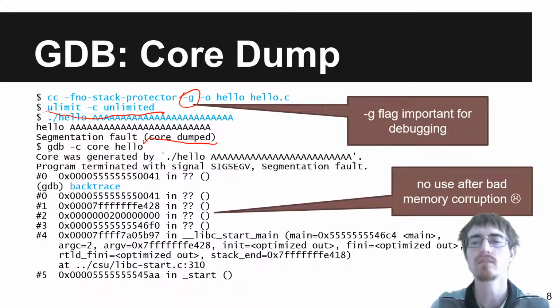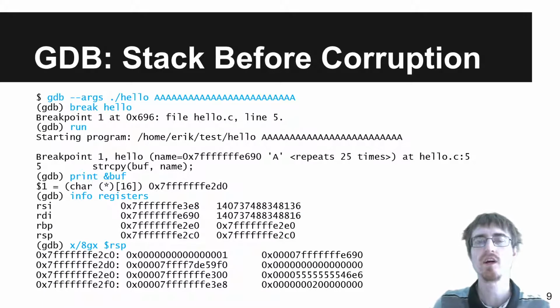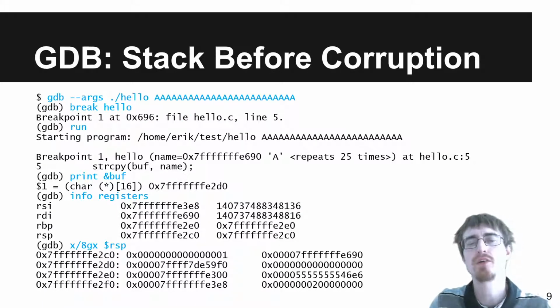However, in this case, we created a serious memory corruption, and the stack is already gone. So unfortunately, backtrace is not very useful right now. But we will see cases where it is very useful. So instead, let's try and see if we can reproduce the vulnerability in GDB itself.